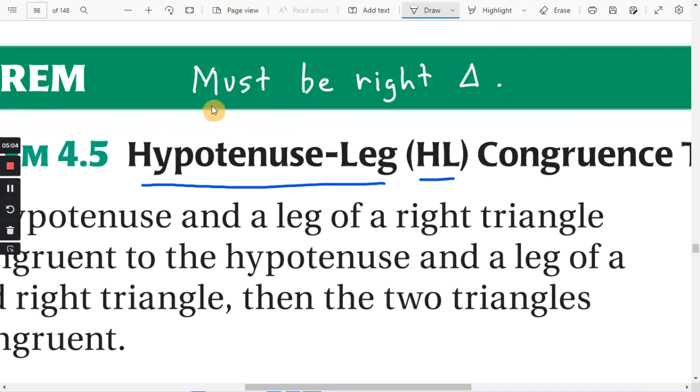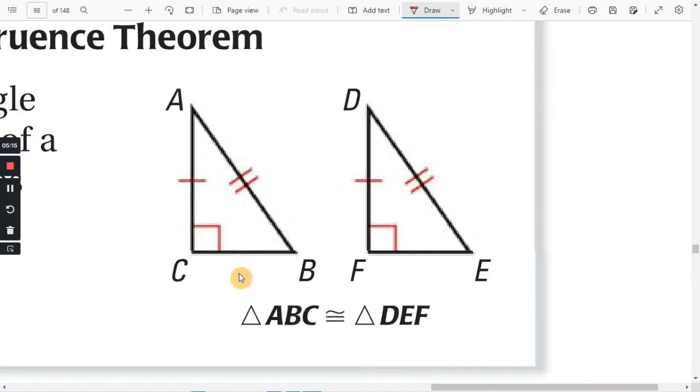And for hypotenuse leg, it must be a right triangle. All right, we don't have a hypotenuse if we don't have a right triangle, so it must be a right triangle. So for hypotenuse leg, you only need two sides. Okay, it has to be a right triangle, but across from your right angle, in both cases, is your hypotenuse. So the hypotenuse matches the hypotenuse, and the other remaining side, the leg, matches the leg. Okay, so that's all you need for hypotenuse leg, is those two sides, hypotenuse and leg.